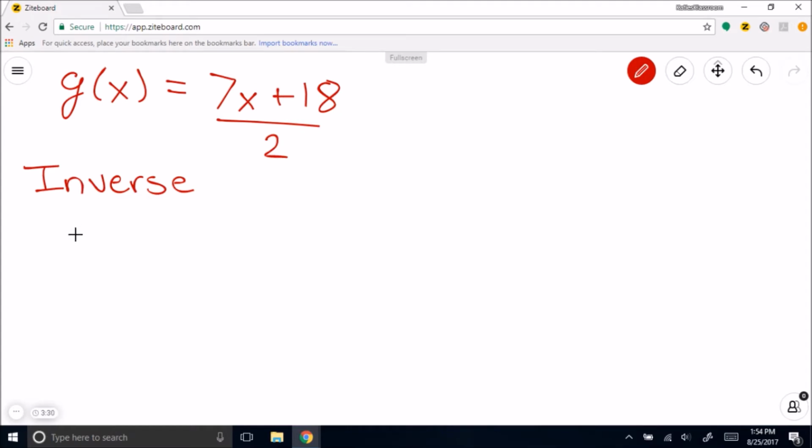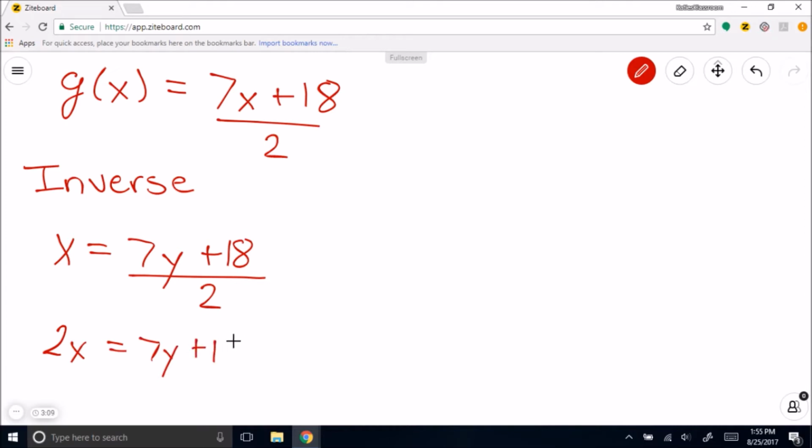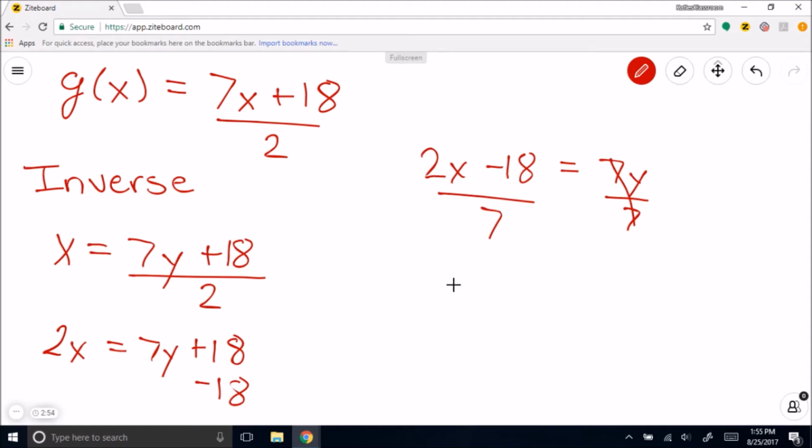We would have switched things up. So this would end up saying x equals 7y plus 18 over 2. Multiply both sides by 2, we get 2x equals 7y plus 18. We're going to subtract the 18 from both sides. So then you'll end up with 2x minus 18 is equal to 7y. Now we divide everything by 7, and y equals 2x minus 18 over 7.